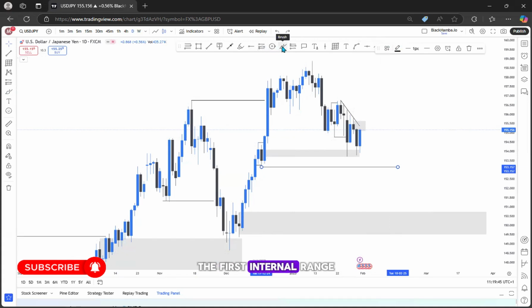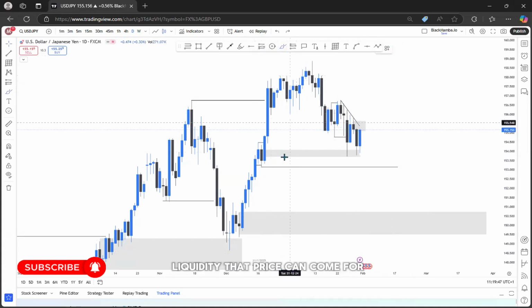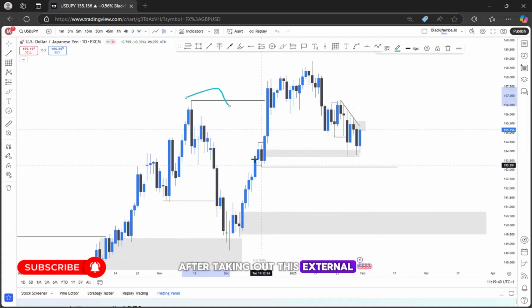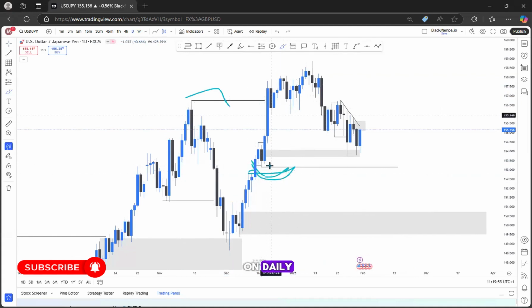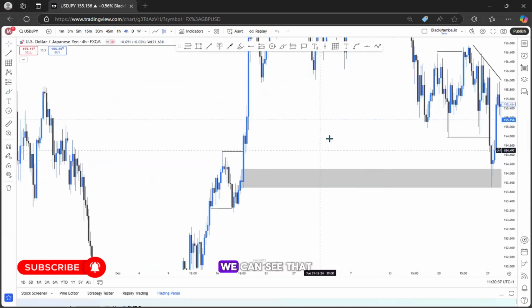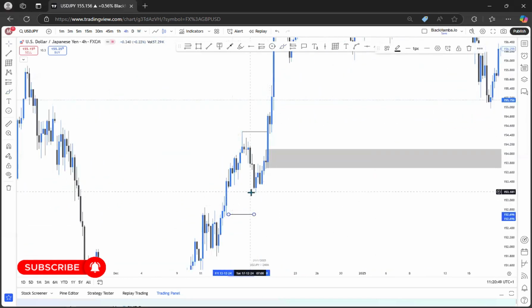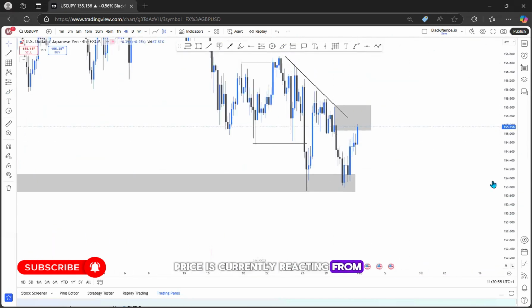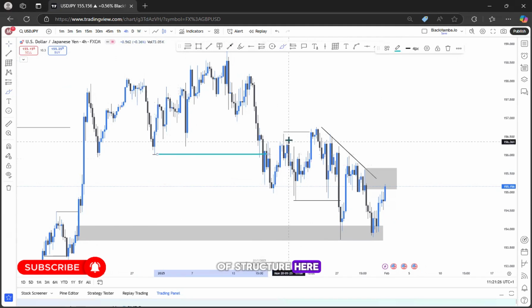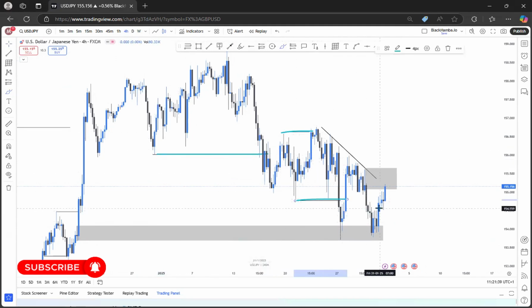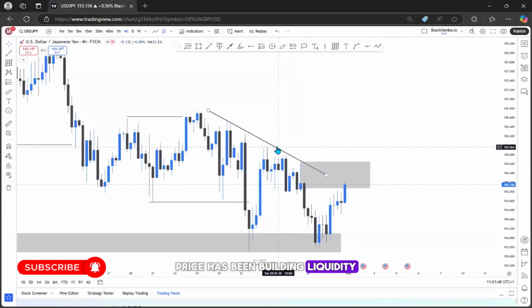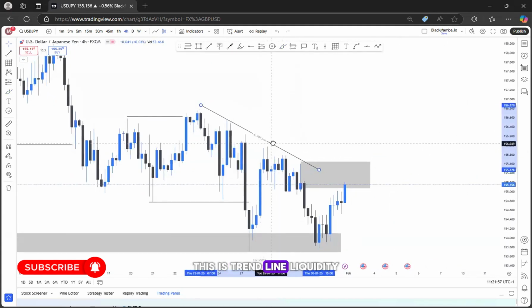The first internal liquidity that price can come for after taking out this external is this one that I can see obviously on daily. Now, on 4 hours, we can see that this area swept liquidity before breaking structure to the upside, and that is where price is currently reacting from. We had a break of structure here, price swept liquidity here, broke structure to the downside. Price has been building liquidity. This is trendline liquidity here.